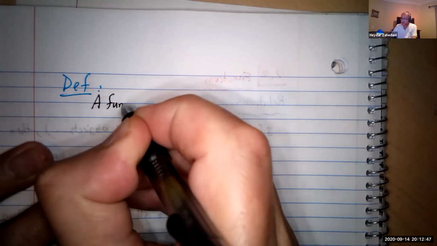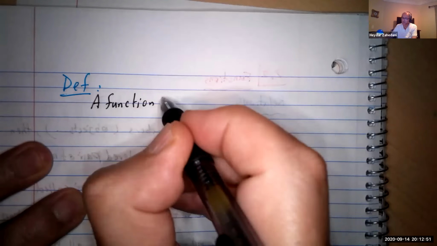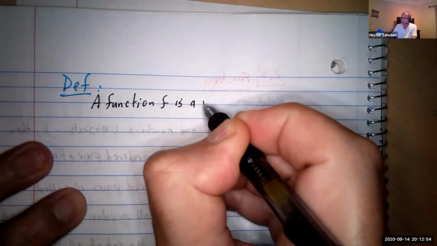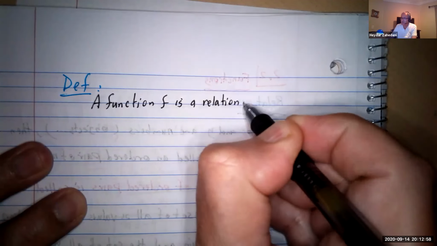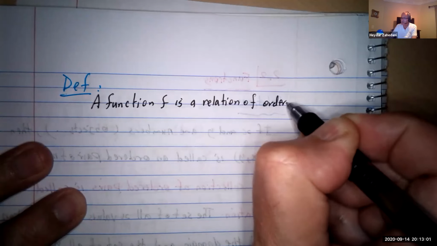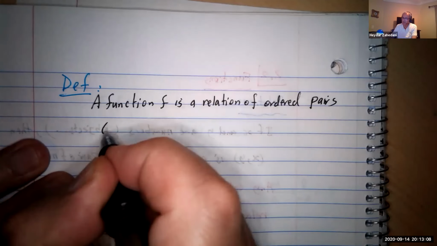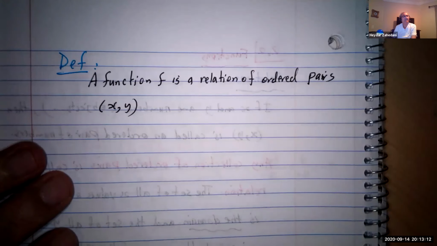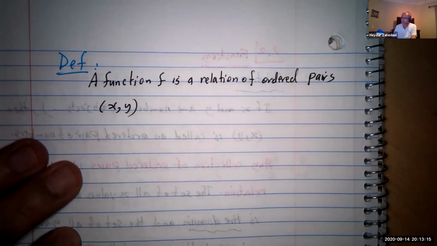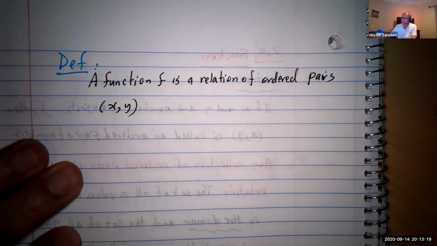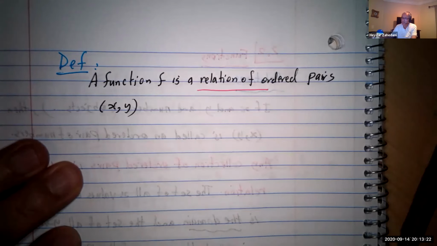Let's give you the first definition of a function. A function f is a relation of ordered pairs that we denote by x comma y, with one condition.